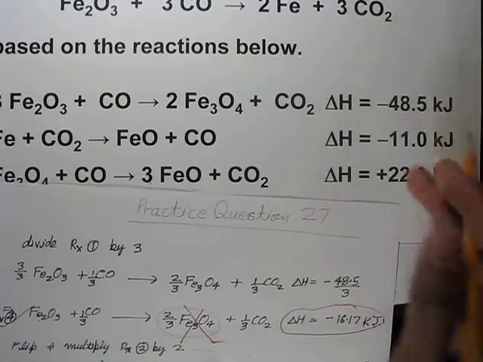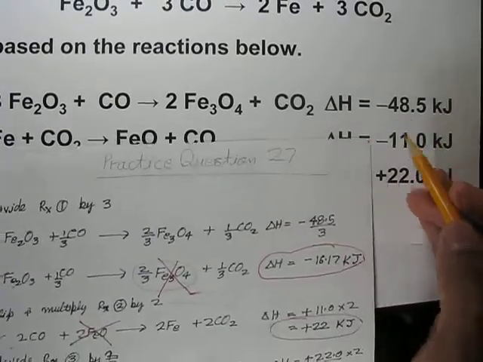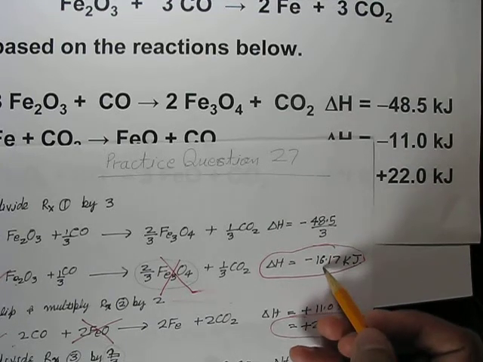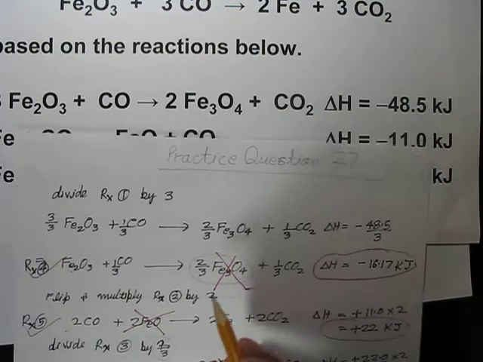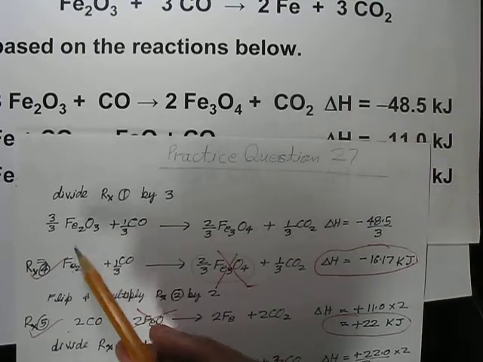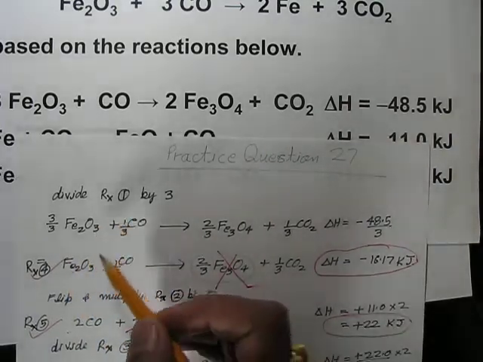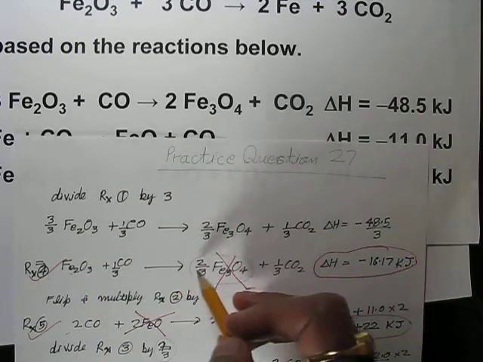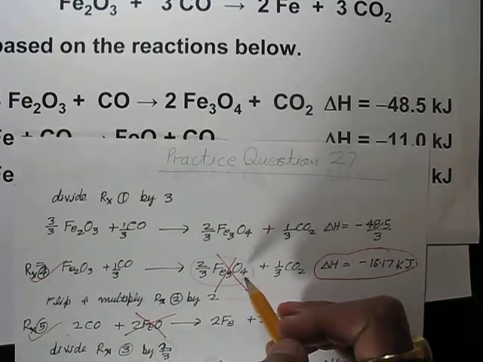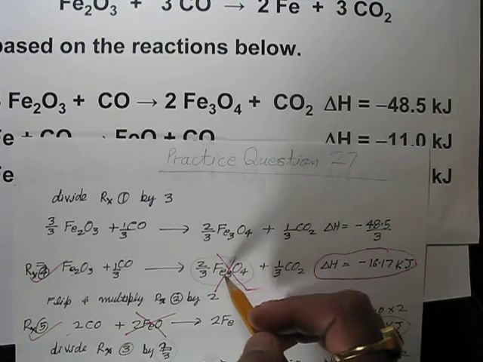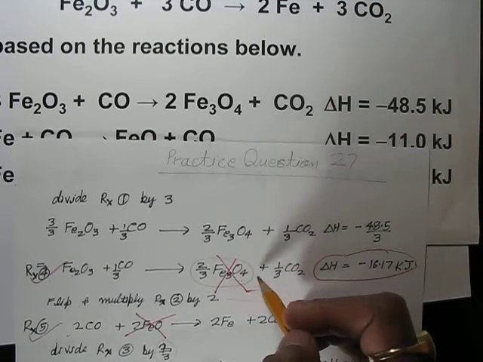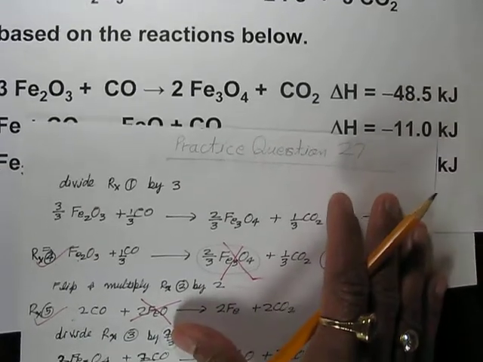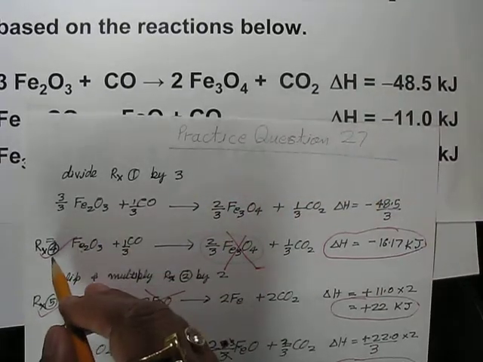At the same time you have to divide this delta H also. So delta H will be minus 48.5 divided by 3, which equals minus 16.17. Once you divide and solve this reaction, this will become 1 mole of Fe2O3 and 1 by 3rd CO, and then 2 by 3rd Fe3O4, and then 1 by 3 CO2. I will call this reaction number 4.